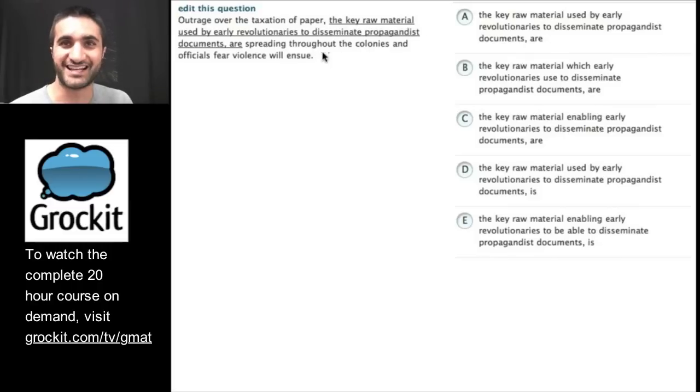We're out of the world of data sufficiency. I'll give you about 10 seconds to read this sentence and we'll start working on it together.